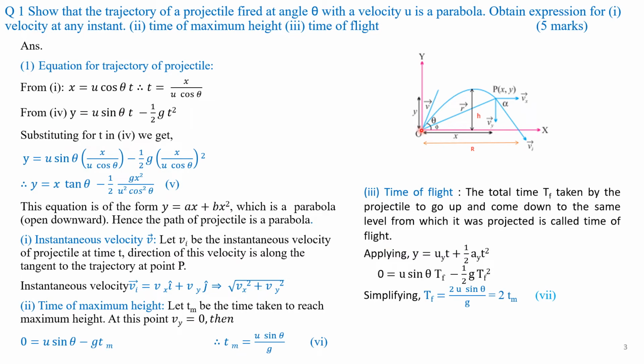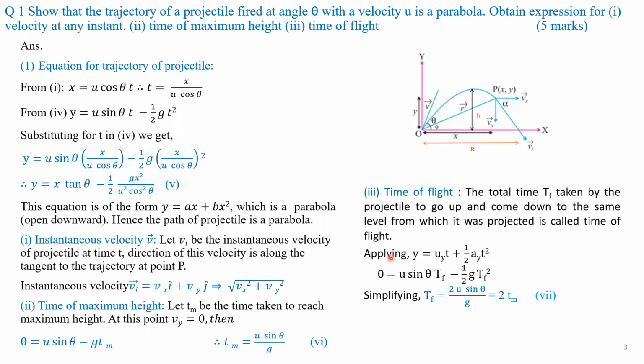It is launched here and it goes to the maximum and comes back here at this point. That is the same level as the launch. Therefore, time of flight is the total time Tf taken by the projectile to go up and come down to the same level from which it was projected.